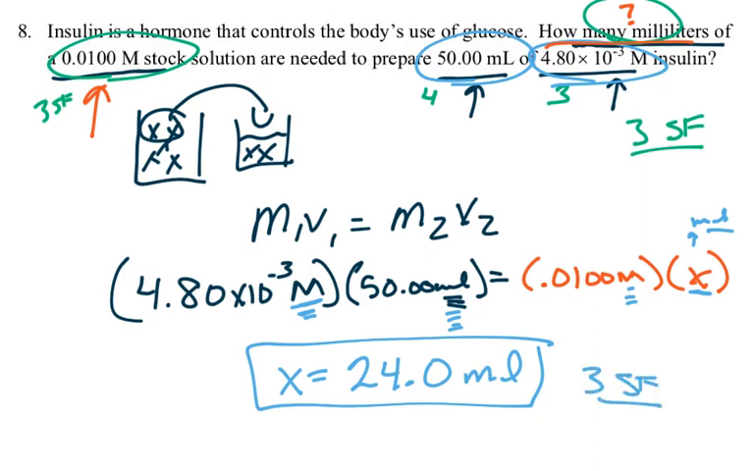All right, a lot to think about, but just recognize when you see these kind of problems, it's dilution. Anytime we're doing dilution, we're doing this. We typically know 3 of the variables. We're solving for the 4th.